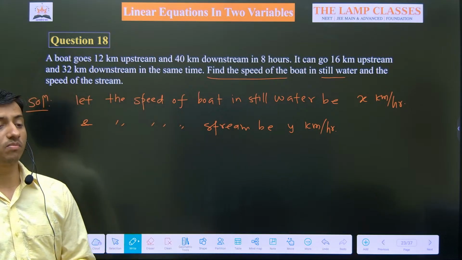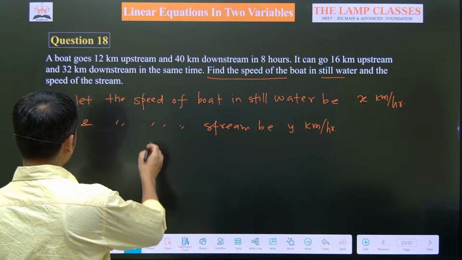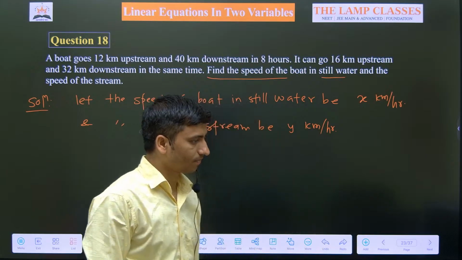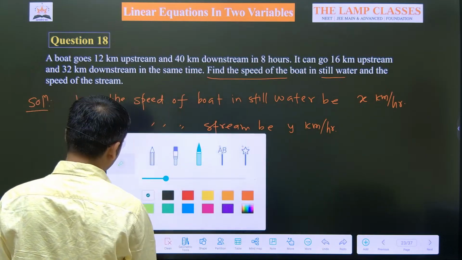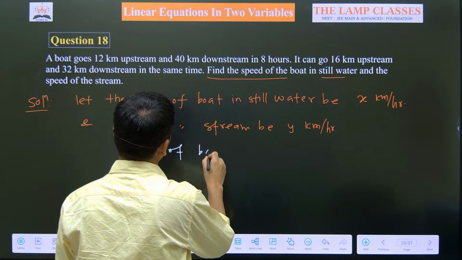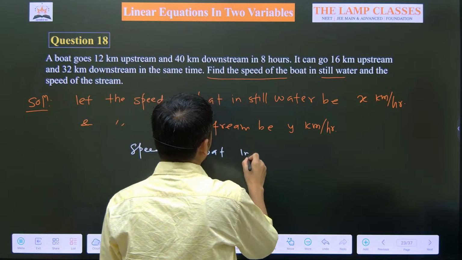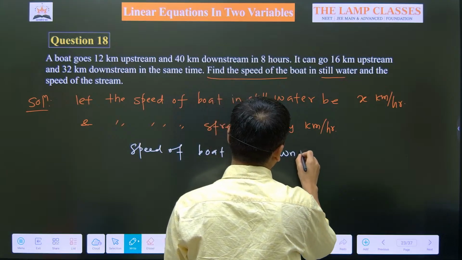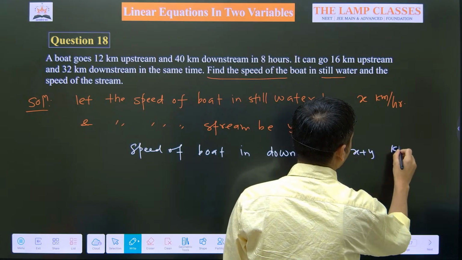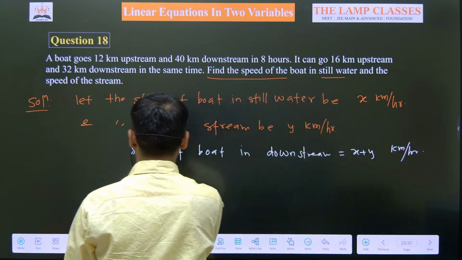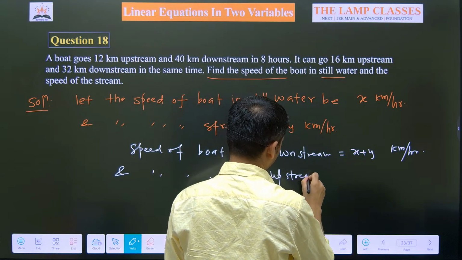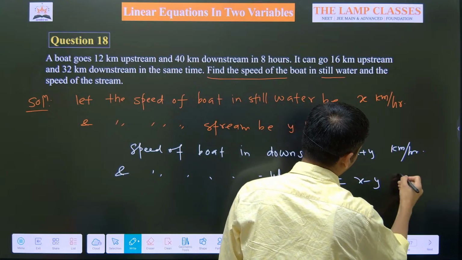So what do we do if you are moving along the stream? Along the stream means downstream. Downstream means you are moving towards the flow of the water only. So the speed will be more in that. So can we say the speed of the boat in downstream will be x plus y km/h and the speed of the boat in upstream will be x minus y km/h.